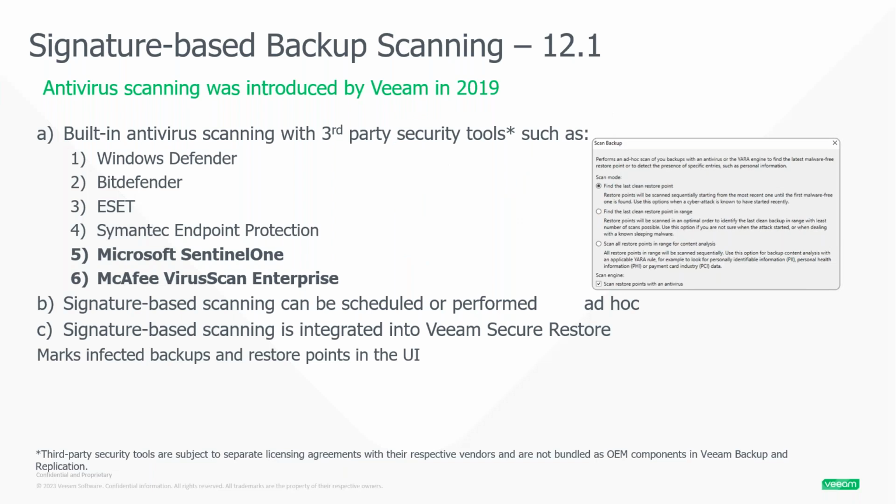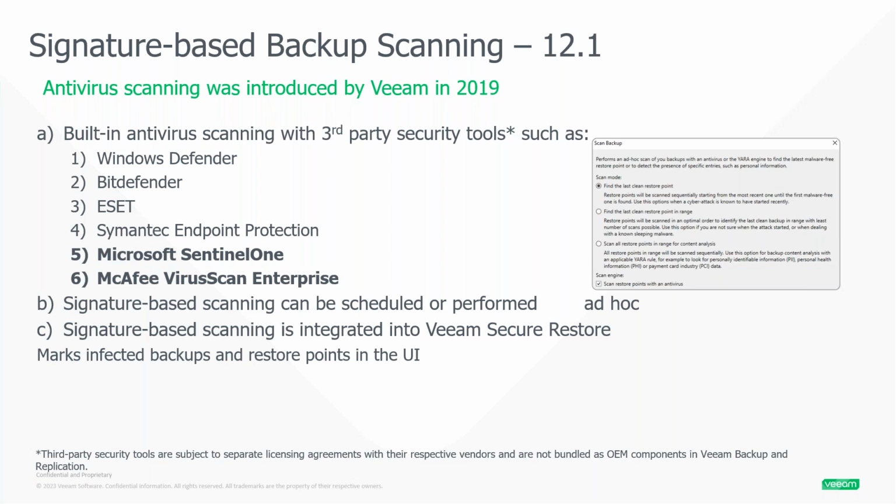In 12.1, we also provide additional options for third-party security tools to be used, right? Prior to that, we already had Windows Defender, Bitdefender, ESET, Symantec Endpoint Protection, to perform this using Secure Restore. In version 12.1, we included two more third-party security tools and solutions into Secure Restore. That is Microsoft Sentinel-1 and McAfee VirusScan Enterprise.